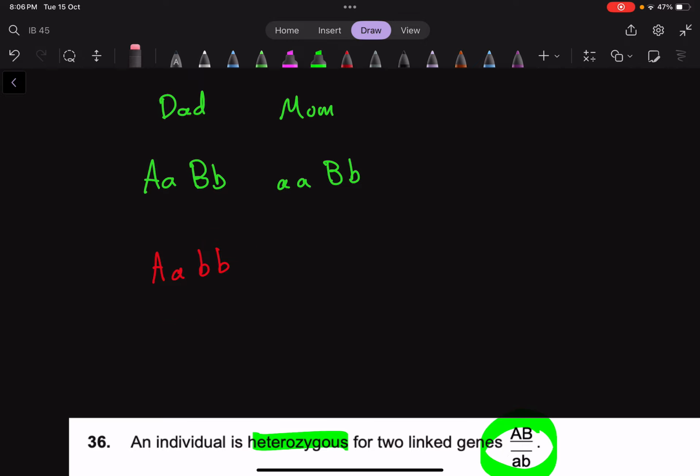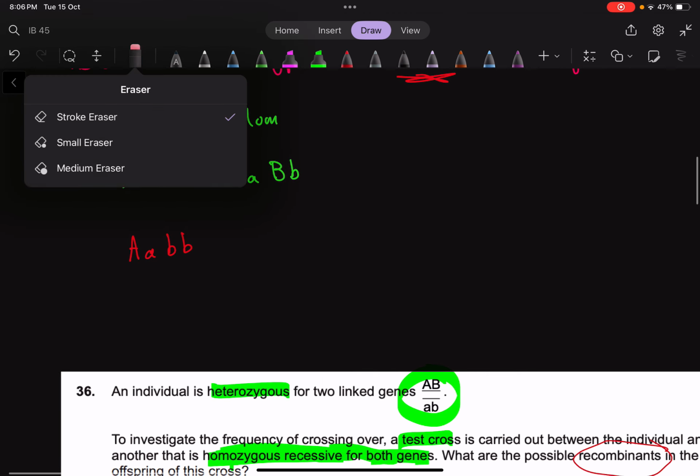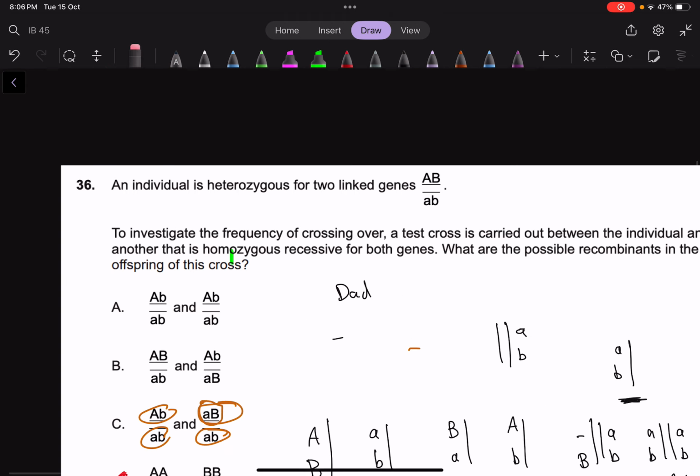Okay. Now that we've got the definition of a recombinant down, let's try this question. I just have to get rid of all my working on it. One second.